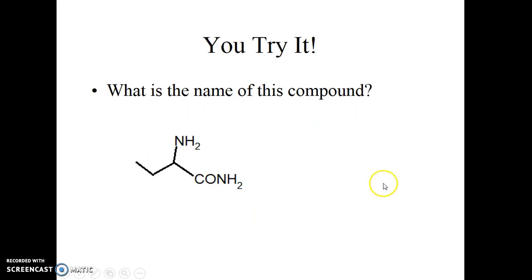Okay, so go ahead and name this compound. Well, if I look at this, we can see there is an amide functional group. I count the carbons, 1, 2, 3, 4. So it's butanamide. And then there's on the number 2 carbon an amino. So it is 2-amino butanamide.